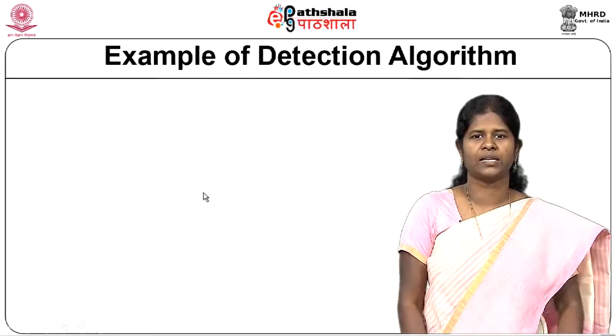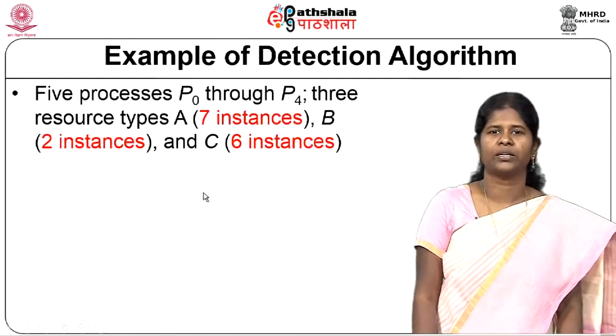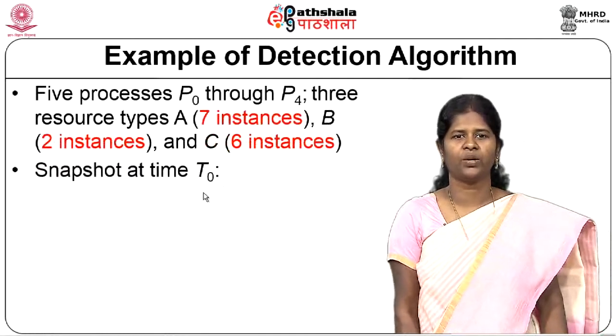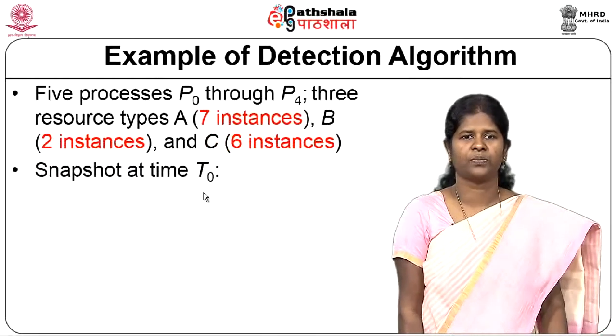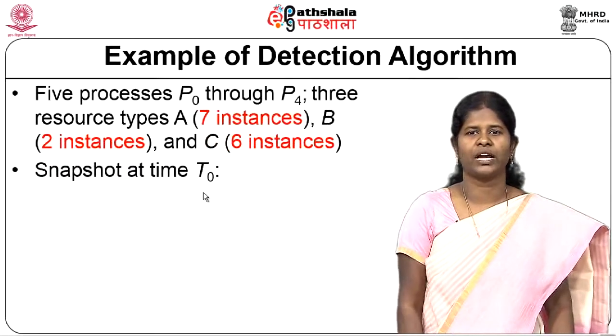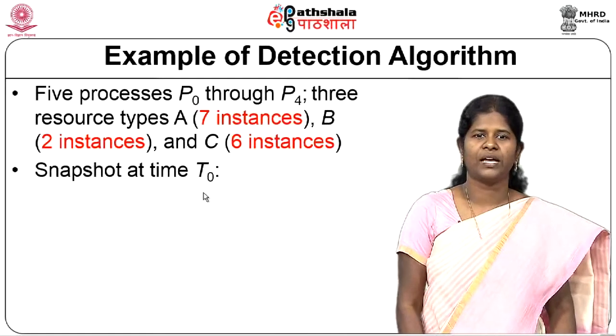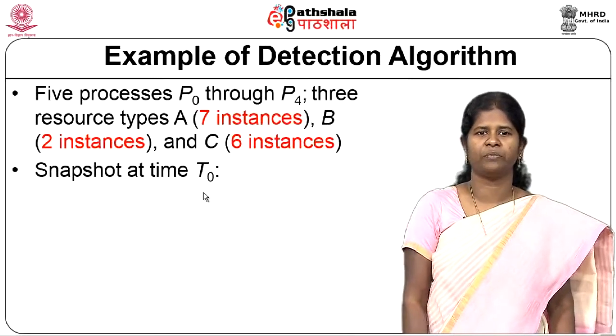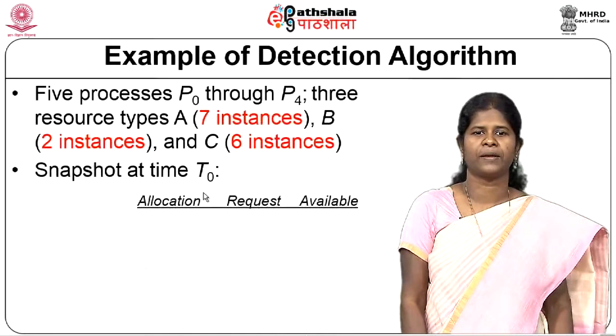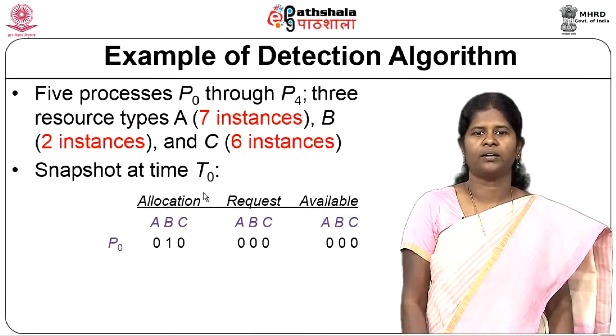So, we will see an example of this deadlock detection algorithm. Here you have 5 processes P0 to P4, and you have 3 resource types A, B and C. There are 7 instances of A, 2 instances of B and 6 instances of C. And at time T0, the system looks something like this.